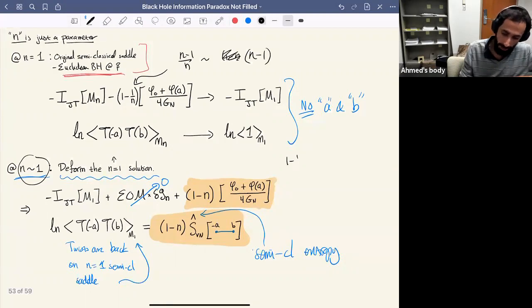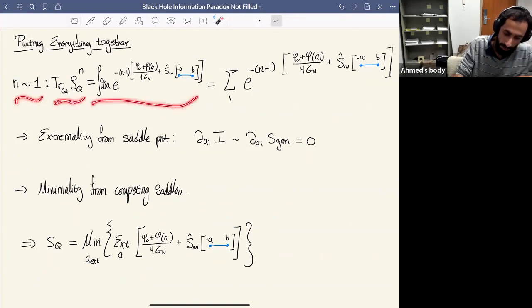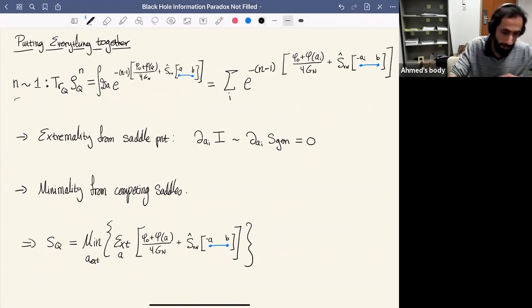Okay, we have everything we need. So let's put everything together. Essentially what we found is that near n equals 1, the trace rho to the n looks something like this. It's an integral over a, the different gravity configurations, where the action gets replaced by this quantity here, which is nothing but the generalized entropy. This is S gen from minus a to b.